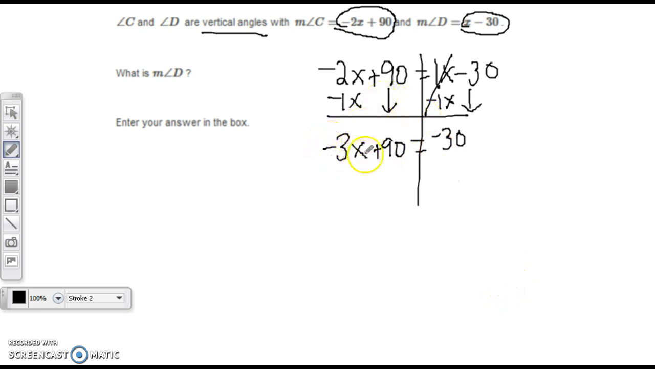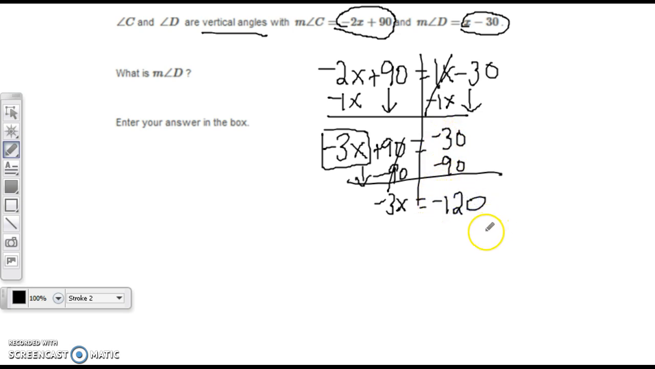Alright, my goal is to get the x by itself, to isolate this x. So now I need to get rid of this positive 90. The opposite of plus 90 is to subtract 90. That would cancel. Bring my negative 3x straight down. And then negative 30 minus 90, or plus negative 90, is negative 120. Divide each side by negative 3. And x will now be by itself.